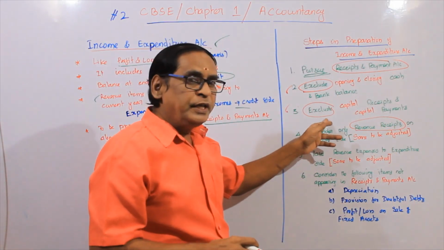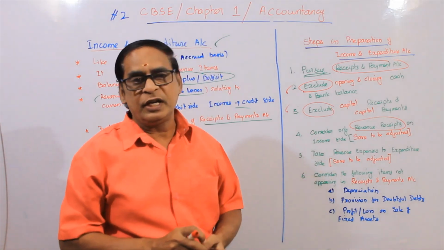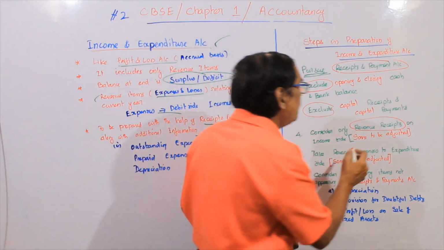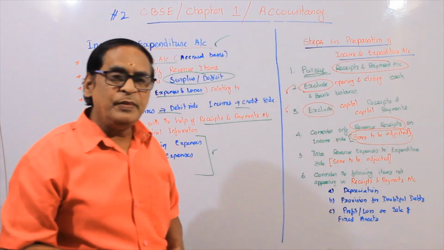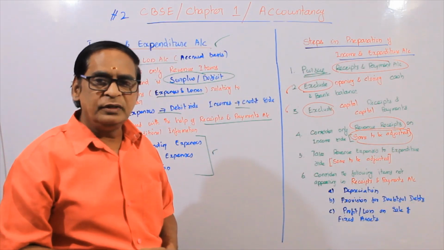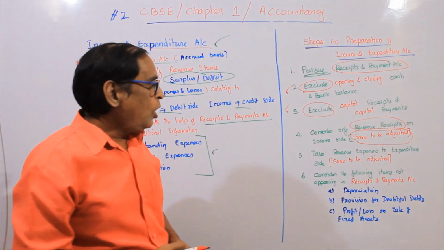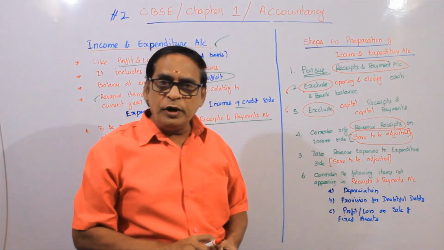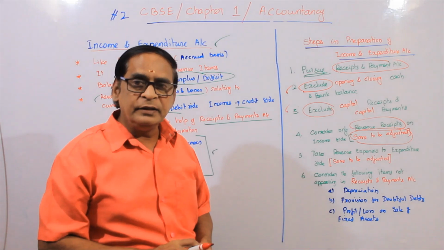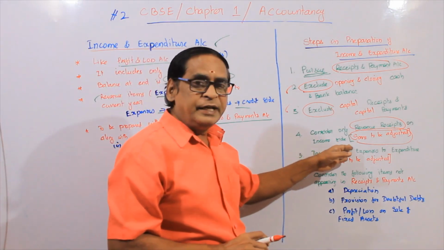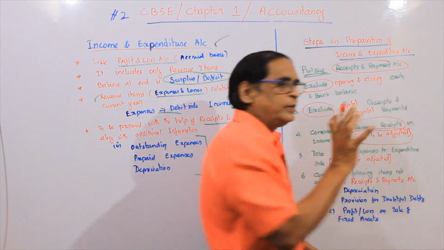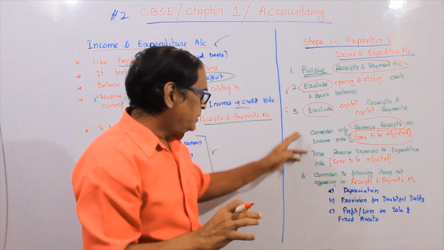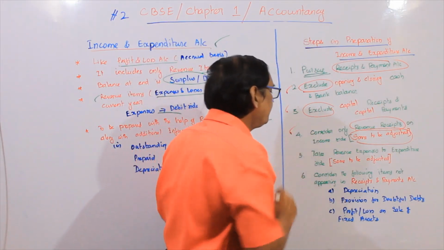It should appear on the credit side of the income and expenditure account, and then some adjustments are to be made. For example, commission or rent received is an income. So if there is any accrued income, we have to add it on the credit side. So consider only revenue receipts, not capital receipts, only revenue receipts. This is an important point.